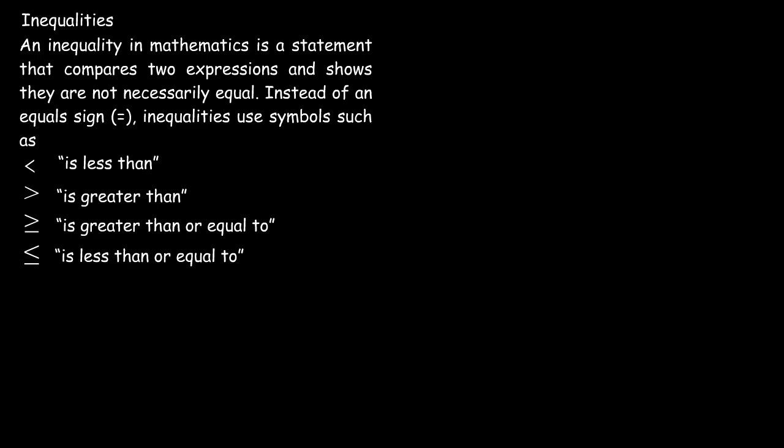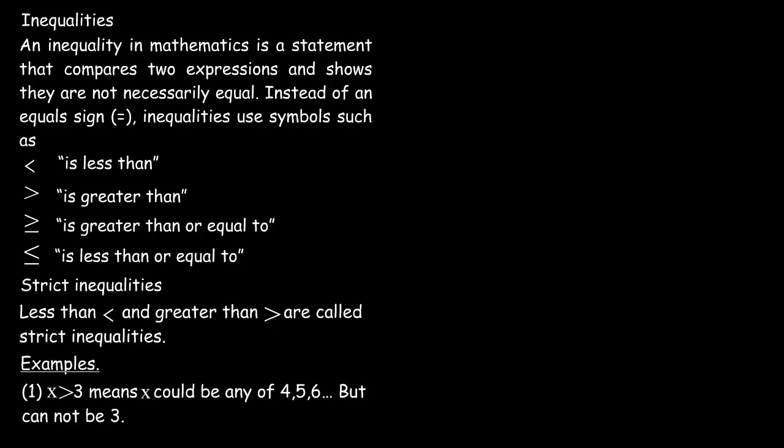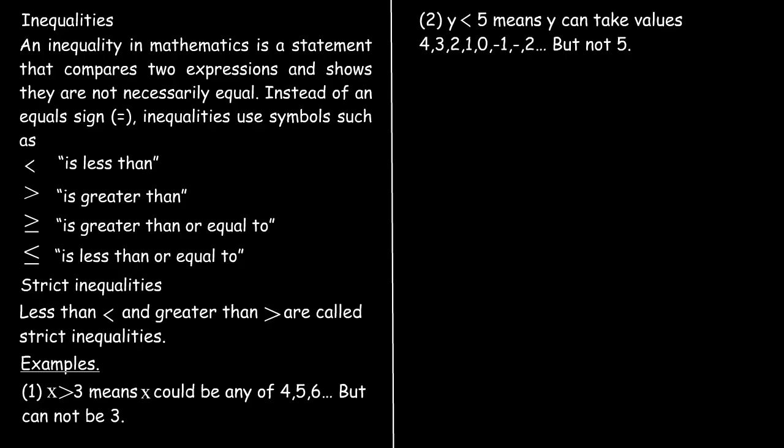Now we have two types of inequality. We have strict inequalities. Less than and greater than are called strict inequalities, that is, the boundary is not included. Example, s greater than 3 means s could be any of the values 4, 5, 6 but cannot be 3. Another example, y less than 5 means y can take the values 4, 3, 2, 1, 0, negative 1, negative 2 but not 5.